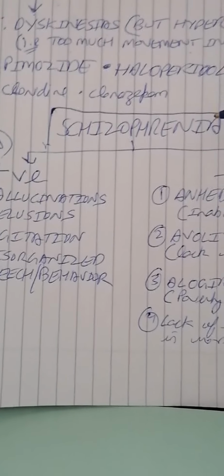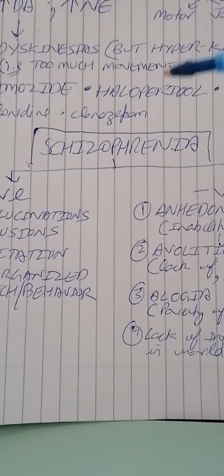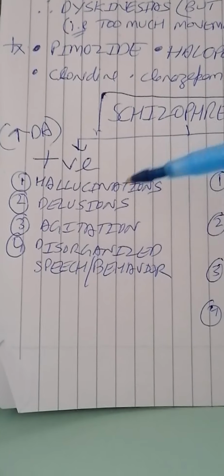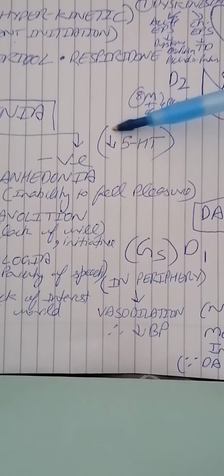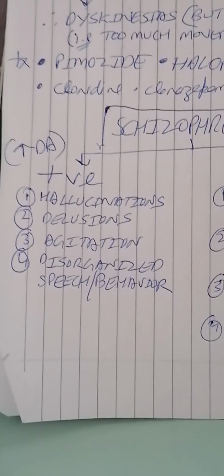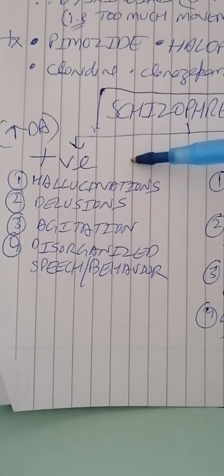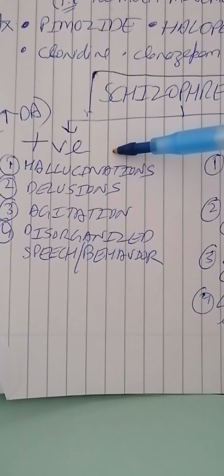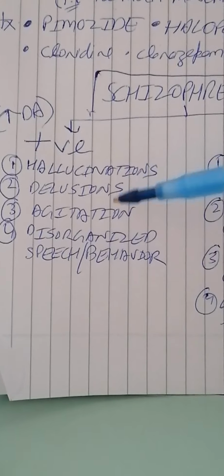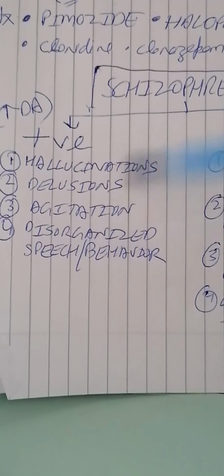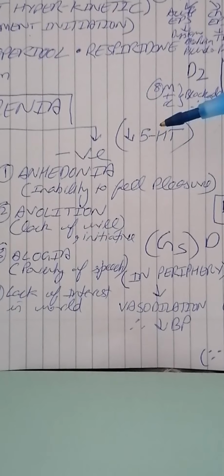Then we talk about schizophrenia. Schizophrenia can be related to positive and negative symptoms. So what are the positive symptoms? Positive symptoms happen if your dopamine is increased, whereas negative symptoms are due to decrease of your serotonin. Positive symptoms in schizophrenia refer to psychosis, for example, hallucination, delusion, agitation, disorganized speech and behavior. These all are positive symptoms of schizophrenia, and remember, positive symptoms are due to increase of dopamine, whereas negative symptoms are due to decrease of serotonin.